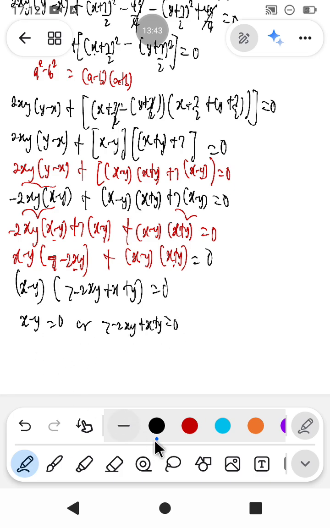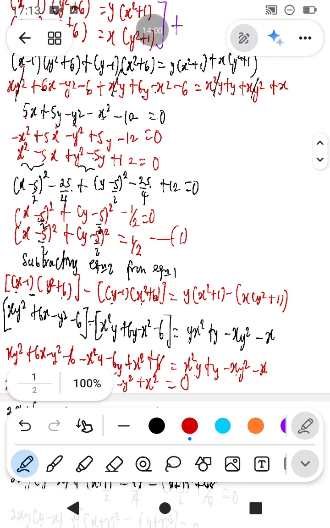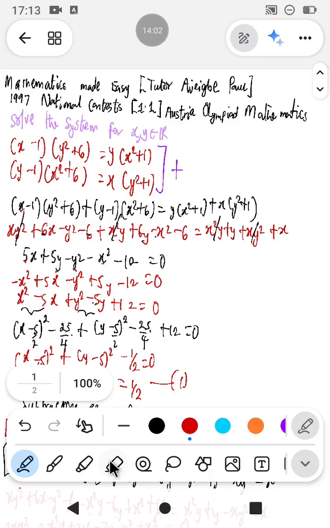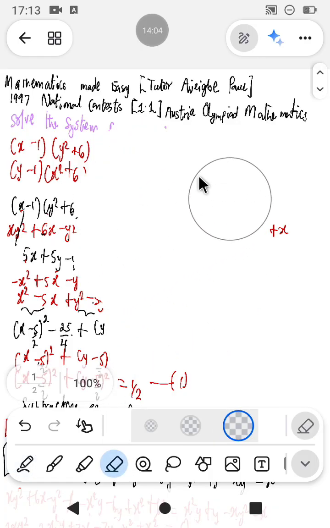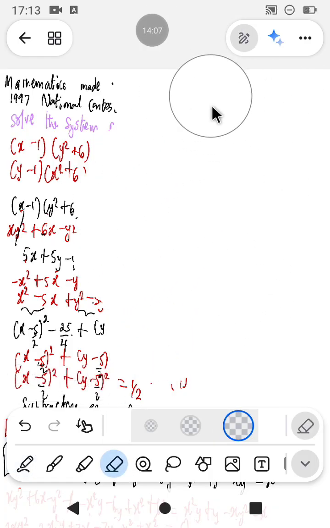Now dealing with this first, we said x minus y equals 0. So this implies x is equal to y. So you input x equal to y in equation 1. Yeah, that's pretty cool. So let's clean this page so that we can have enough space to work.